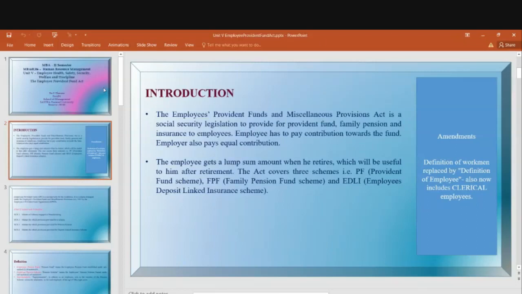Here there is an amendment for this Employees Provident Fund. The definition of workmen is replaced by the definition of employee. It also now includes clerical employees. Before that, the clerical cadres of people were not included under this act, but after the amendment, clerical employees are also included.